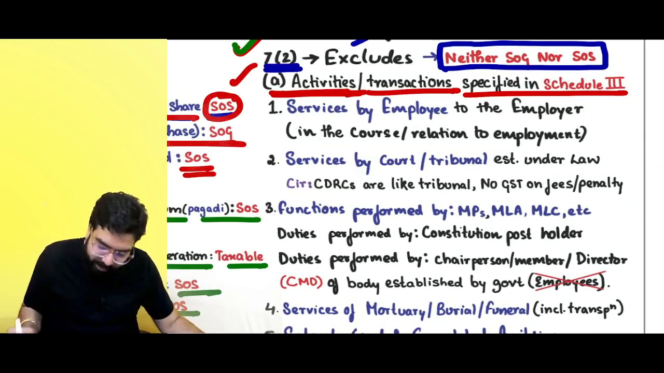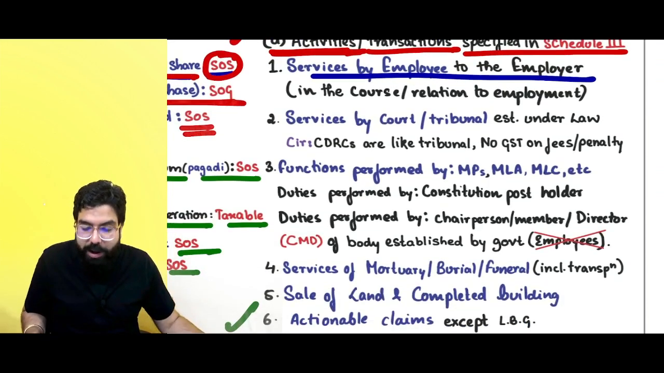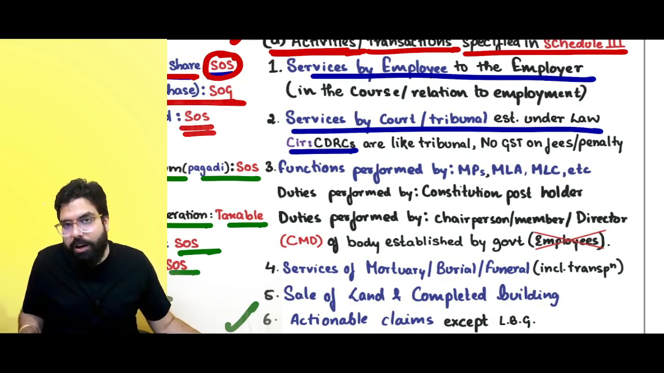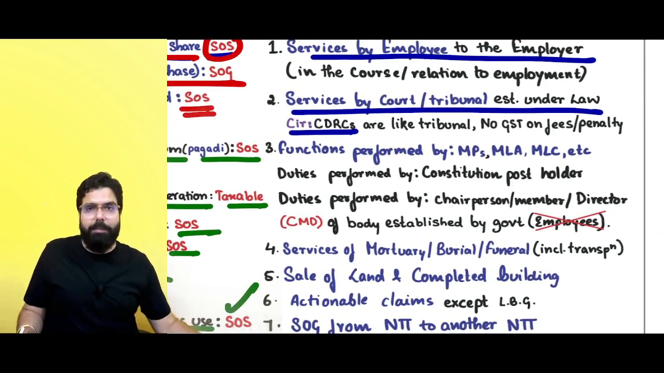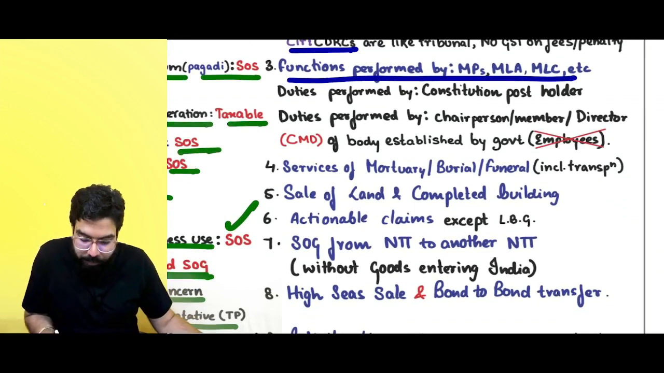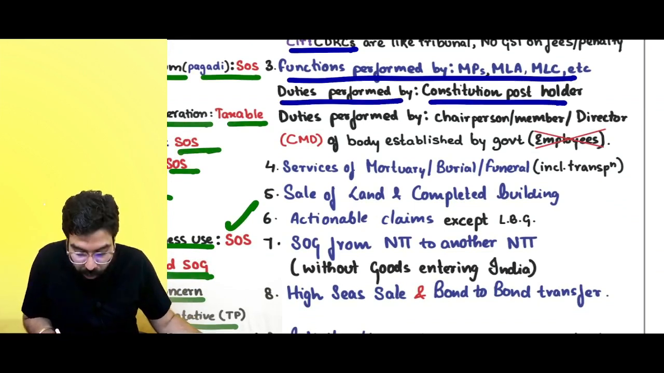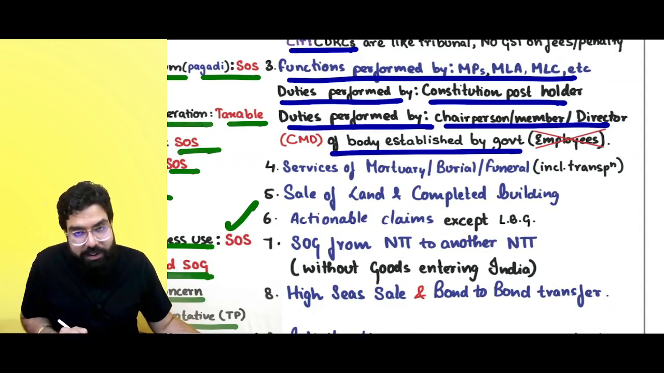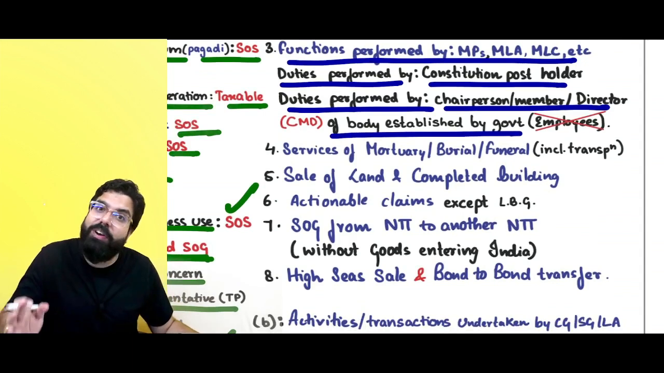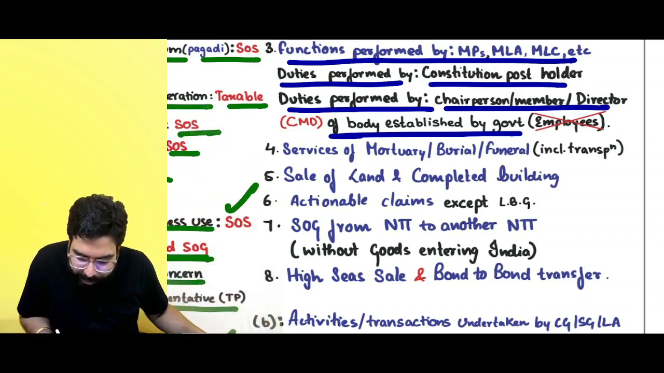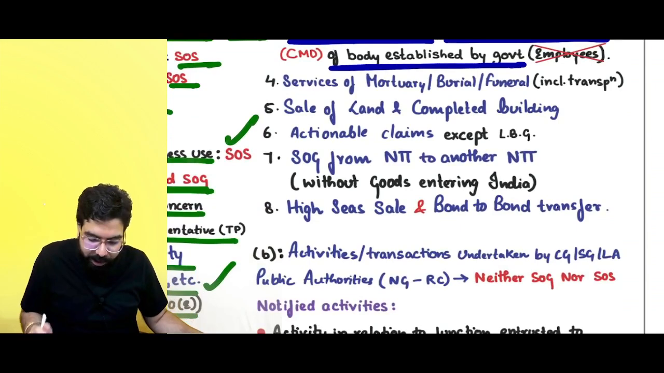See over here everyone, services by employee to employer in the course or in relation to employment, services by court or tribunal. CDRCs are like tribunals and their services also shall be neither supply of goods nor supply of service. Functions performed by MPs, MLAs, etc. Basically duties performed by constitutional post holder, duties performed by CMD, chairperson, member or director of a body established by the government, where he is not an employee, because if it is an employee, then it is anyways neither supply of goods nor supply of service. But for a chairperson, member or director of a government establishment, on his services also GST will not come.